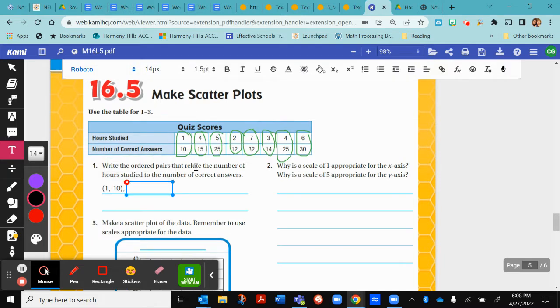Okay, so the first one was (1, 10). That was done for you. The next one is (4, 15). So go ahead and pause the computer now and write it out, and then come back to make sure that what you typed was correct. I'm just going to go ahead and finish this up.